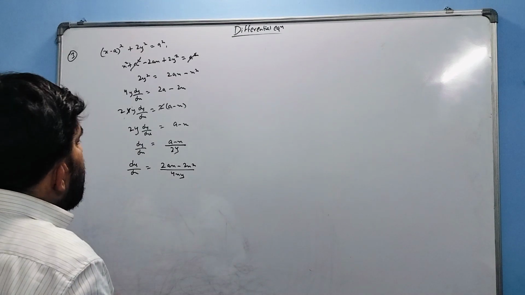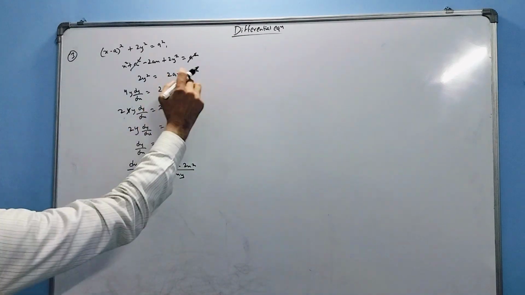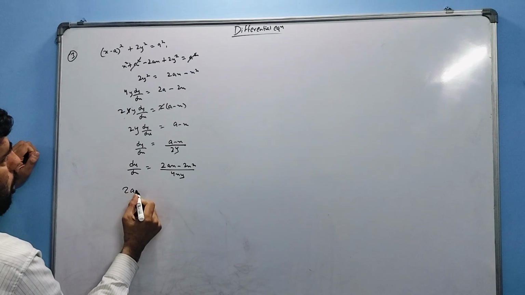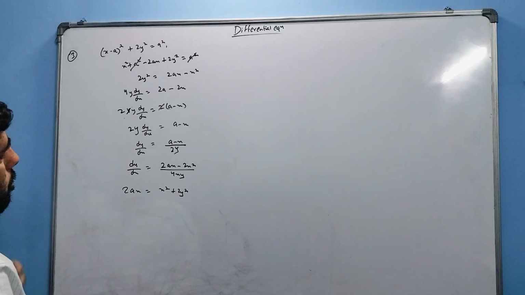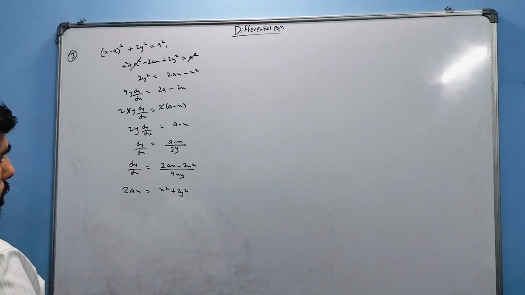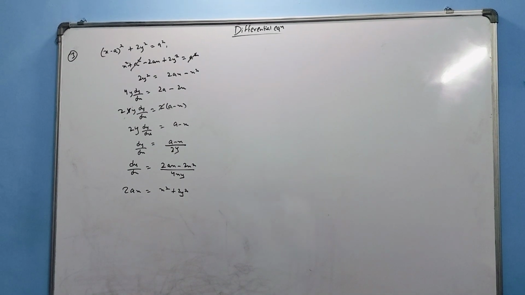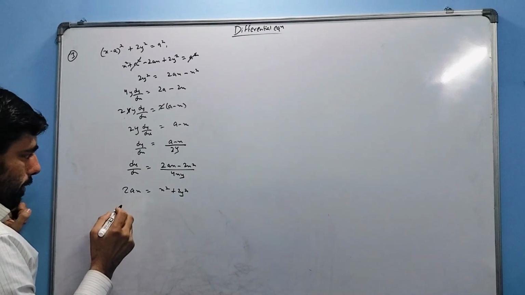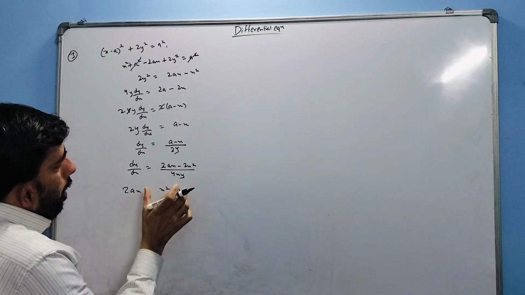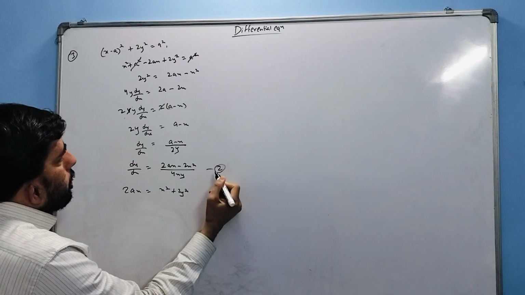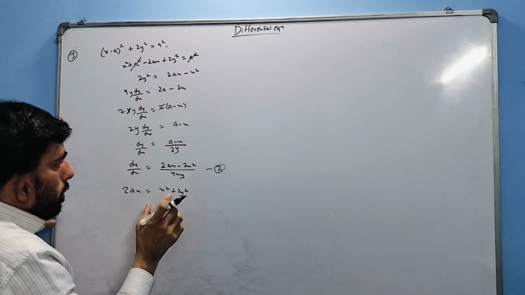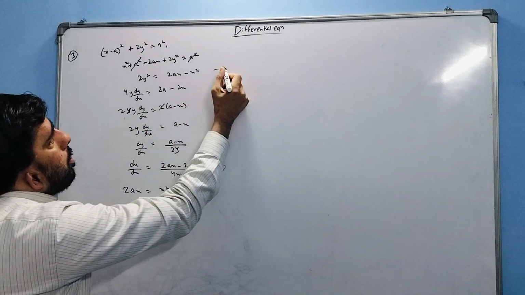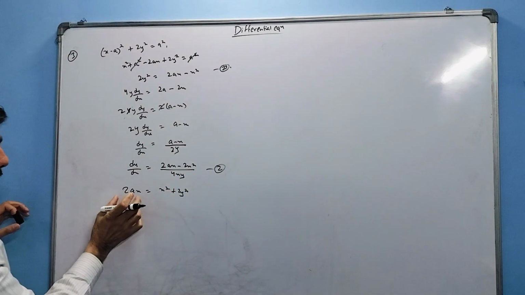If I need to find the value of 2ax from here, it will be x square plus 2y square. So I got this. Now what we can do here is put this value in this equation. This is the second we got, and this is the first one. Now let us try to put this value here.